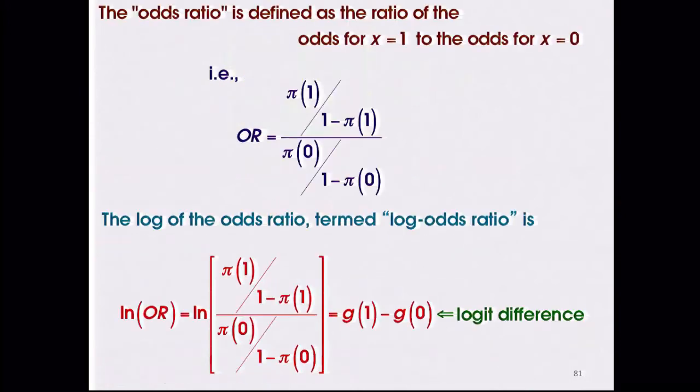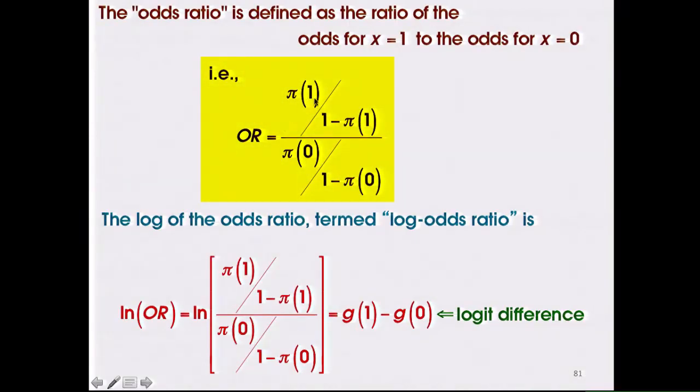Okay, so we know what the odds ratio is. It's right here. I can actually write this a bit differently. I can write this as pi of 1 times 1 minus pi of 0 divided by pi of 0 times 1 minus pi of 1. Just a little bit of algebra.